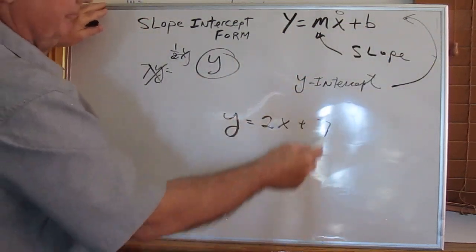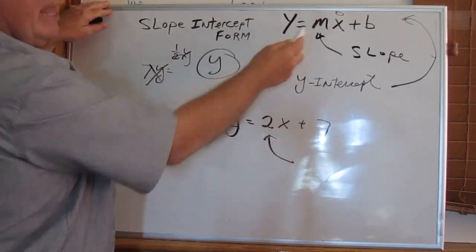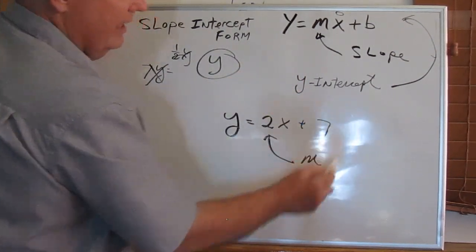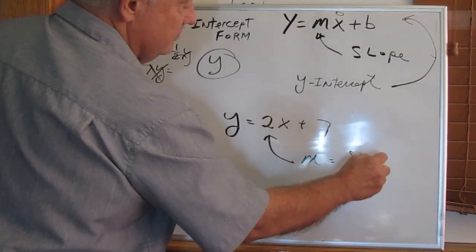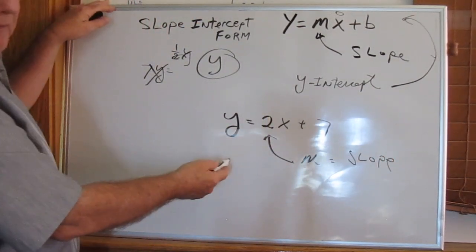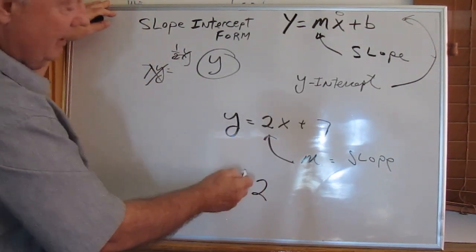So what does this mean? This means this number is m, and m stands for the slope. So the slope of this equation is 2. And we do know it's a positive 2.